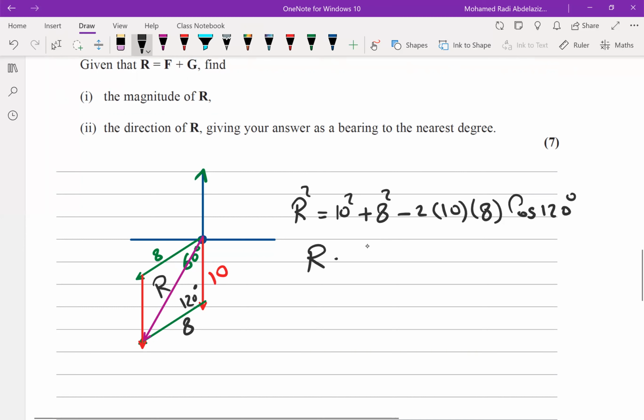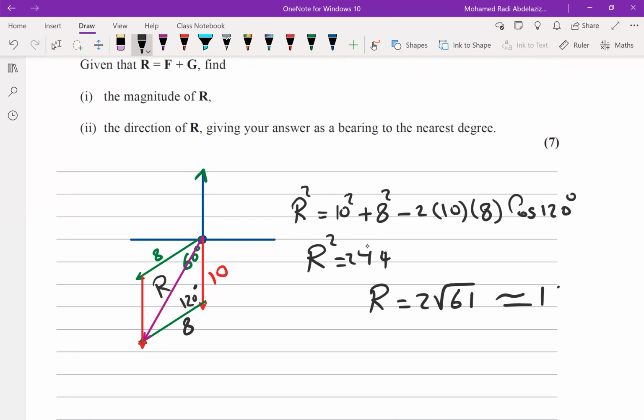First, find the exact value of R: 10 squared plus 8 squared minus 2 times 10 times 8 times cosine 120. So the answer will be 244. By taking the square root, R exact is 2 root 61, and rounded it is 15.6 Newton. This is the magnitude of R, which is part 1.